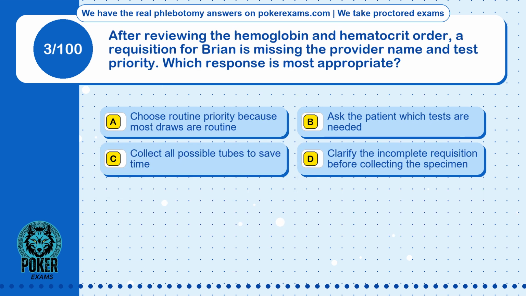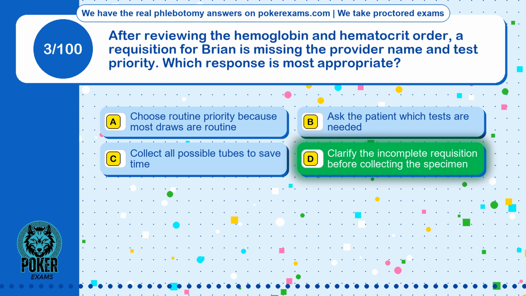Question 3. After reviewing the hemoglobin and hematocrit order, a requisition for Brian is missing the provider name and test priority. Which response is most appropriate? Option A. Choose routine priority because most draws are routine. Option B. Ask the patient which tests are needed. Option C. Collect all possible tubes to save time. Option D. Clarify the incomplete requisition before collecting the specimen.